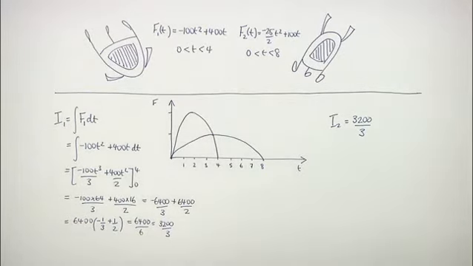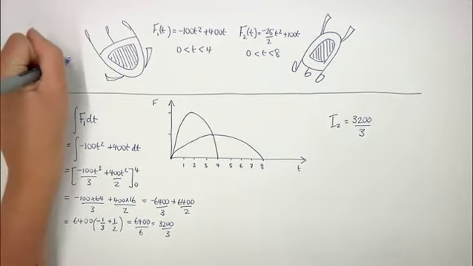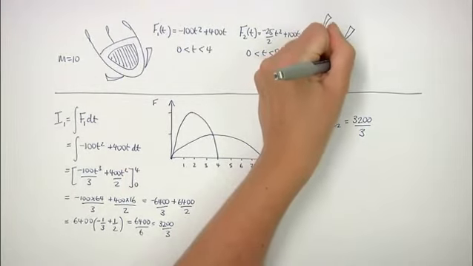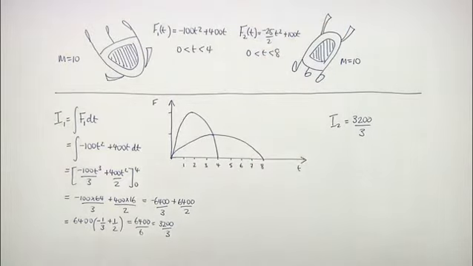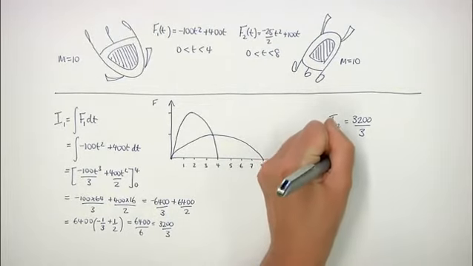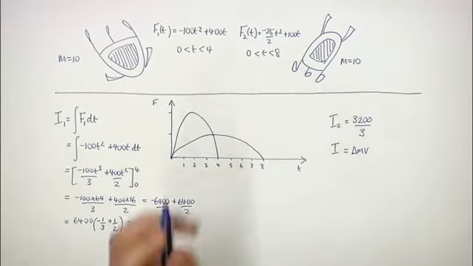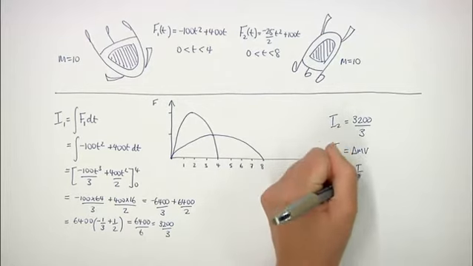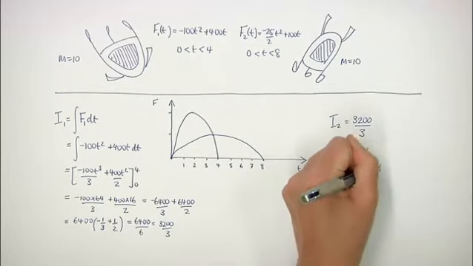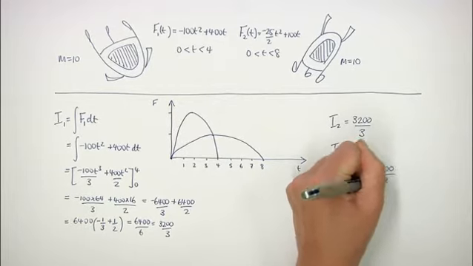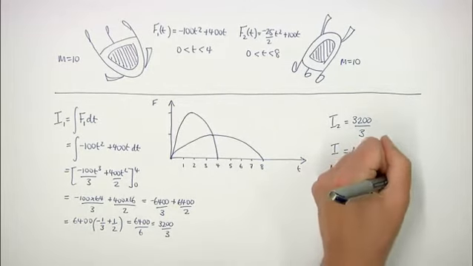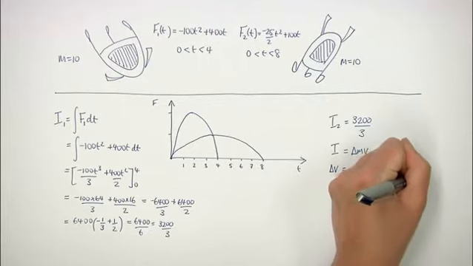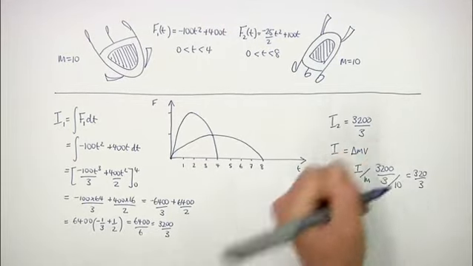If each spacecraft has a mass of 10, what speed were they travelling at before impact? Well, impulse equals change in momentum, so the change in velocity must be equal to the impulse divided by the mass. So that's 3,200 divided by 3 divided by 10, which equals 320 divided by 3.